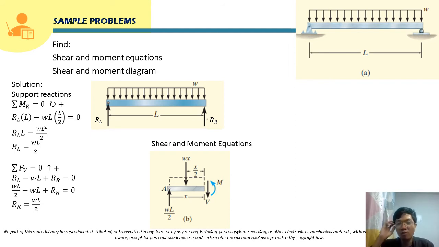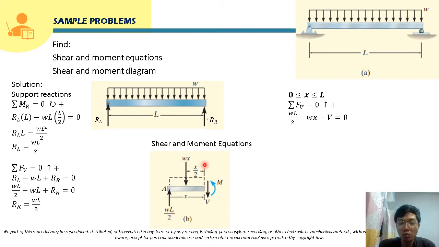Okay class, again, for the shear equation, or to solve for shear, we are going to use summation of forces vertical equal to 0. For upward forces, that will be positive. So the vertical forces here will be this force and the shear force, right? For WL over 2, it will be positive since it is upward. And for this WX, it will be negative since this is downward. And for the shear force V, this will be negative since this is directed downward. So this will be equal to 0.